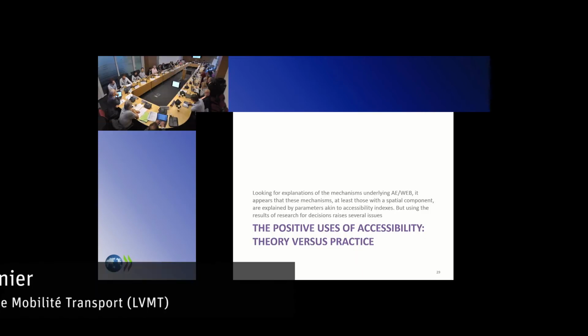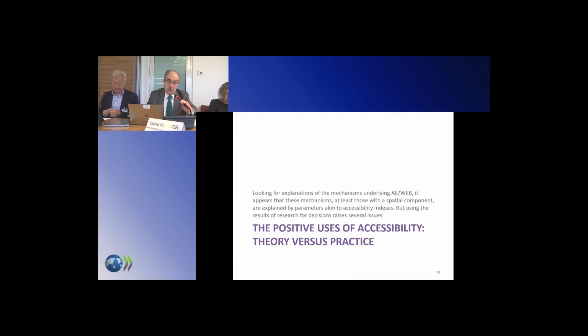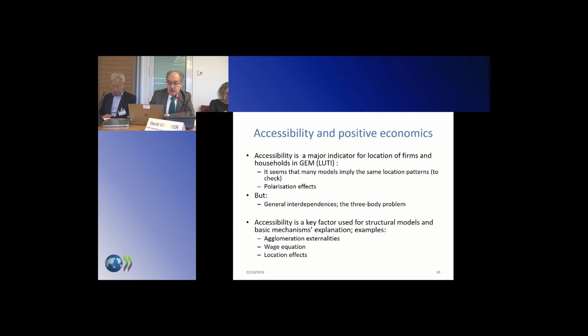Good morning. I will talk now about the positive uses of accessibility and the problems of transferring, or perhaps also problems of relevance, between theory and practice. First of all, accessibility, as you know, is a major indicator for the location of firms and households. But it's not so simple.